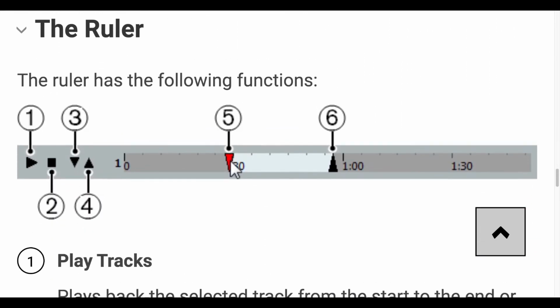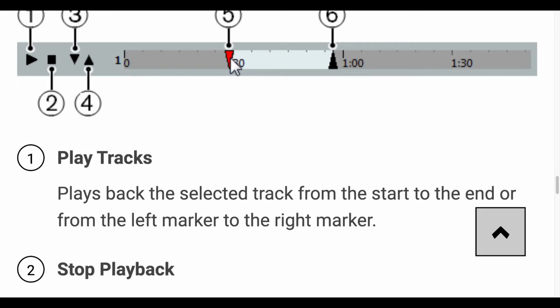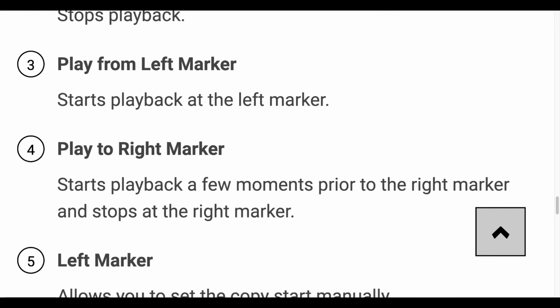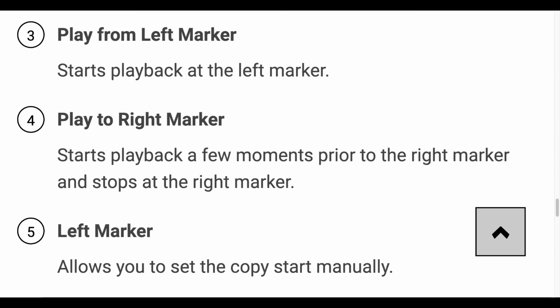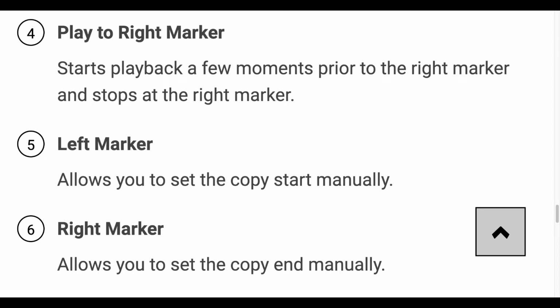The ruler. The ruler has the following functions. Play tracks. Plays back the selected track from the start to the end or from the left marker to the right marker. Stop playback. Stops playback. Play from left marker. Starts playback at the left marker. Play to right marker. Starts playback a few moments prior to the right marker and stops at the right marker.